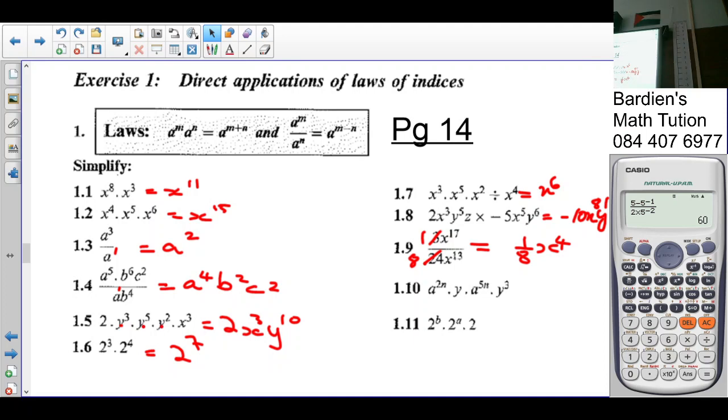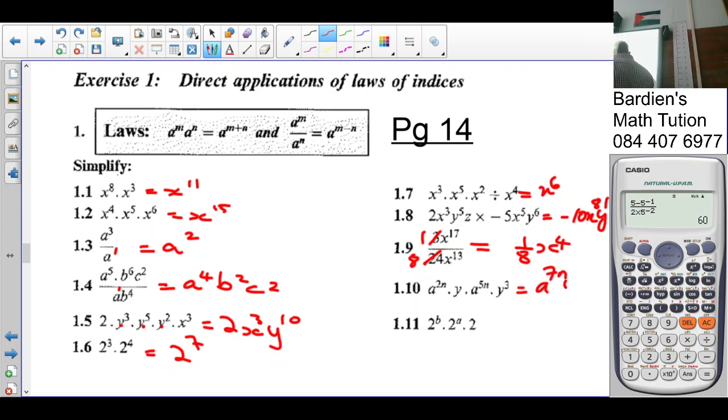a to the exponent 7n, yes? Okay, listen. I hope it's a mistake, and you're not confusing us all. Okay, it's all out. She made a mistake, so leave her. She won't make the same mistake again.